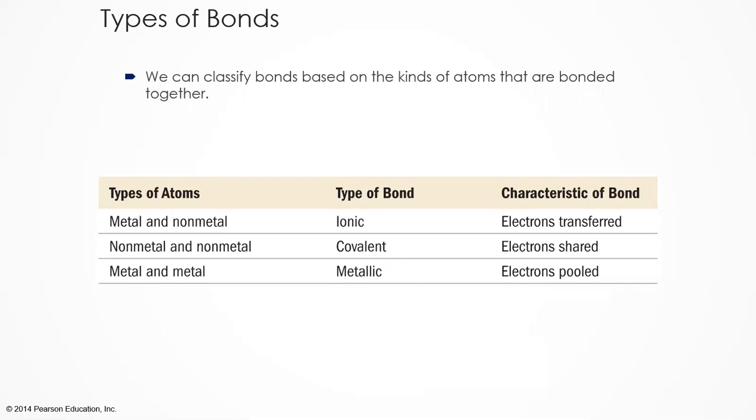An ionic bond is going to be a metal and a nonmetal, and those electrons are going to be transferred from one to the other. A covalent bond is between a nonmetal and a nonmetal, and those electrons are going to be shared. And then lastly, we have a metallic bond, which is when we have just metals, and the electrons basically exist as a giant pool between them.